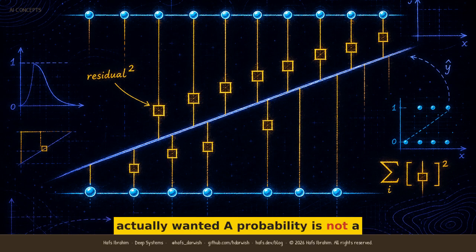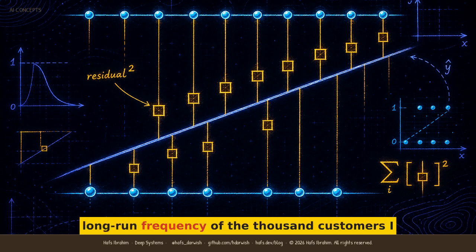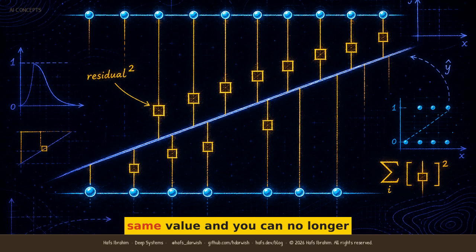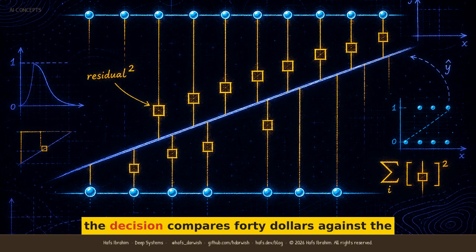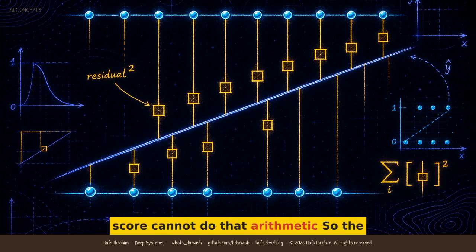A probability is not a score. A probability is a promise about long-run frequency. Of the 1,000 customers I labeled 0.7, roughly 700 should actually leave. Once you clip, every customer above the ceiling collapses into the same value, and you can no longer tell the merely likely from the nearly certain. And the moment you want to make a decision, is it worth spending $40 of retention credit on this person, you need the real number, because the decision compares $40 against the probability times the lifetime value. A clipped score cannot do that arithmetic.